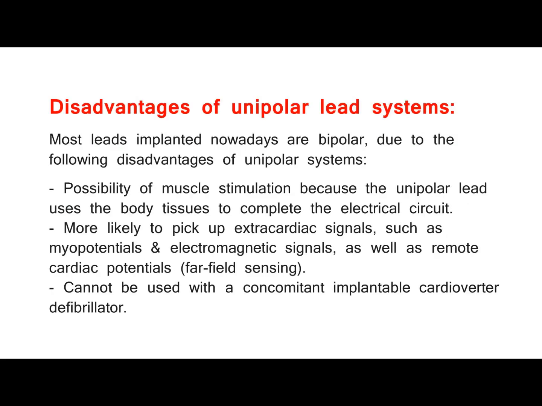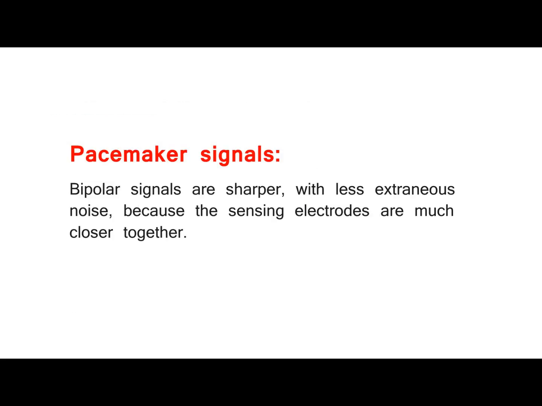Disadvantages of unipolar lead systems. Most leads implanted nowadays are bipolar, due to the following disadvantages of unipolar systems. Possibility of muscle stimulation because the unipolar lead uses the body tissues to complete the electrical circuit. More likely to pick up extracardiac signals, such as myopotentials and electromagnetic signals, as well as remote cardiac potentials, far-field sensing. Cannot be used with a concomitant implantable cardioverter defibrillator. Pacemaker signals. Bipolar signals are sharper, with less extraneous noise, because the sensing electrodes are much closer together.